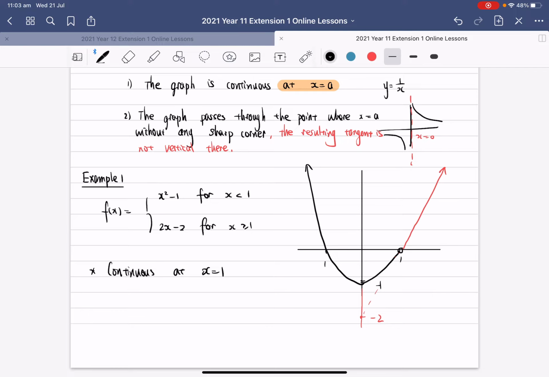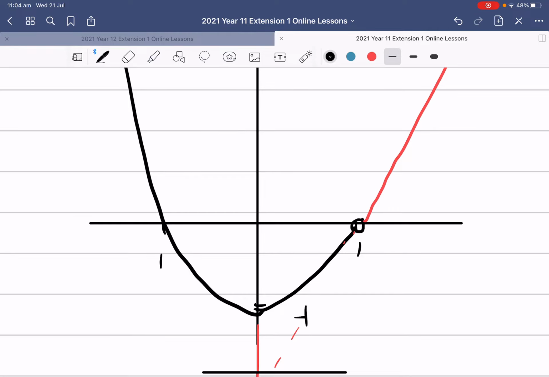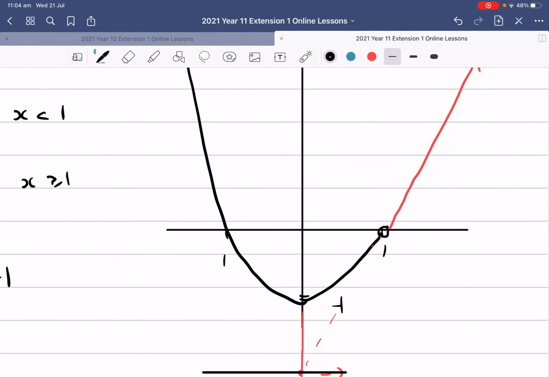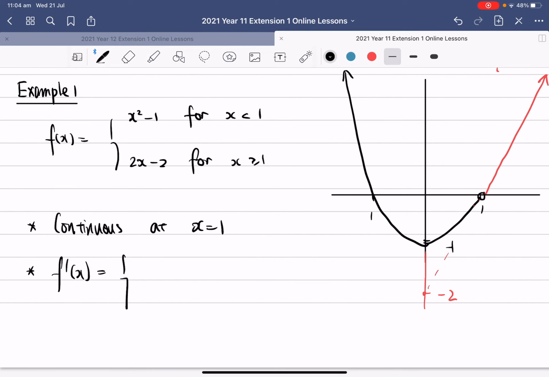Next, after we finish continuity, we need to know if there's any sharp turning point. It's pretty hard to see if that's a sharp point or a smooth curve here. What we can also do is find the derivative for both functions, and then check the gradient at that point to see if the gradient is consistent or not. The derivative of the first function is 2x. The derivative of the second function is 2. That's for x less than 1, and that's for x greater than or equal to 1.